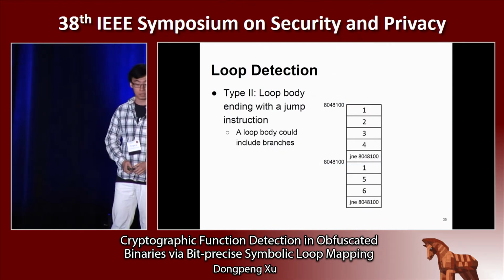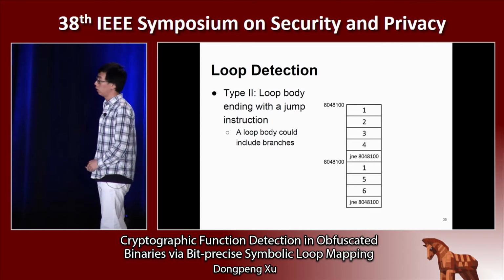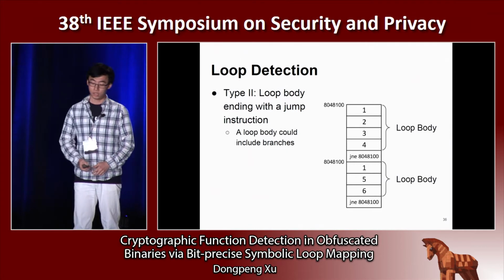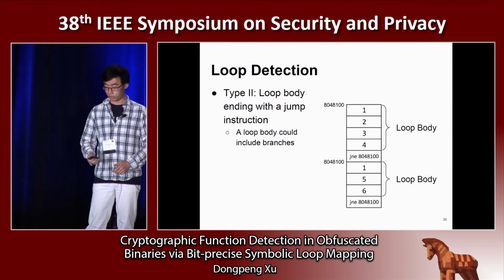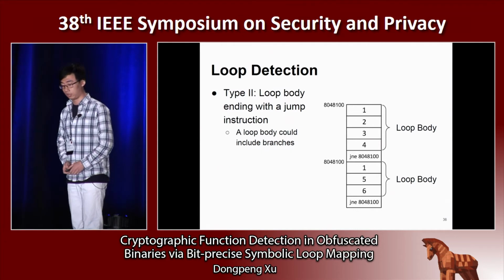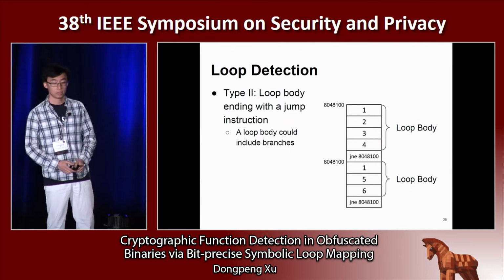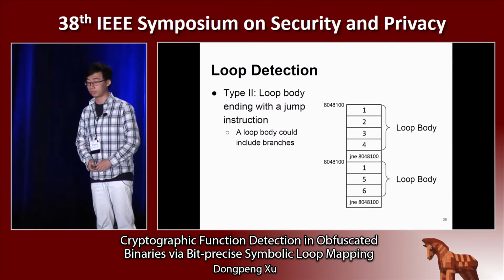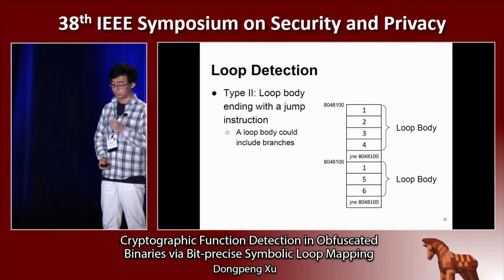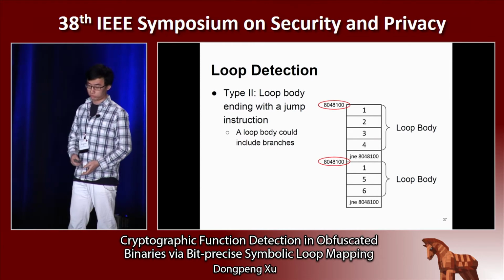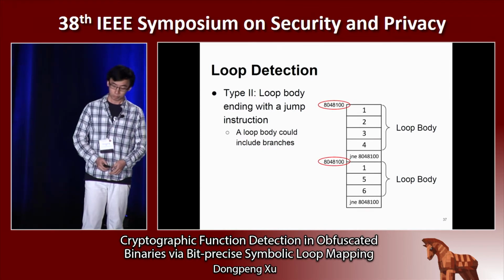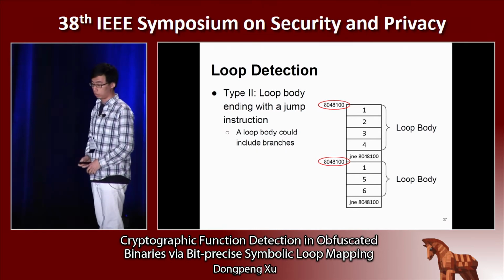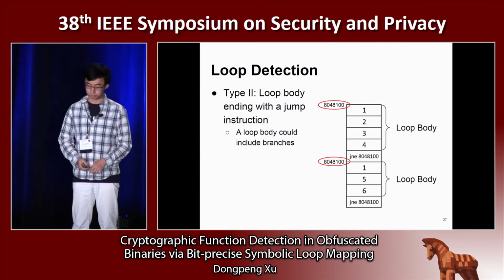The second type is the loop body, which ends with jump instructions. So here in this example, there are 2 loop bodies, instructions 1, 2, 3, 4, and instructions 1, 5, 6. Notice that here a loop body could include a branch instruction. So different loop bodies, although they jump back to the same address, could go to different branches in different executions. So the loop body itself could be different.